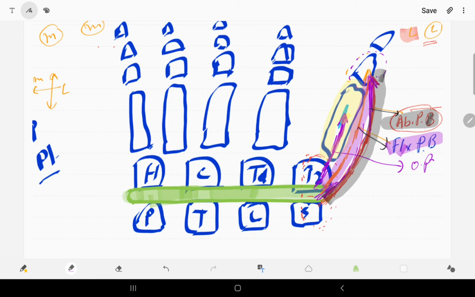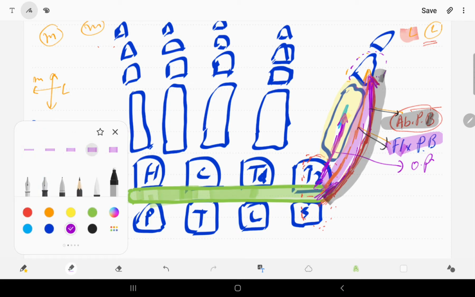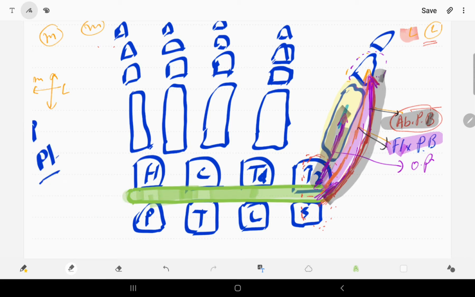And the last one is your opponens pollicis muscle. Opponens pollicis helps in opposition. This is the deeper muscle. Opponens pollicis, the deeper muscle, helps in opposition, and where is it mainly inserted? It is mainly inserted into the shaft of the metacarpal bone.